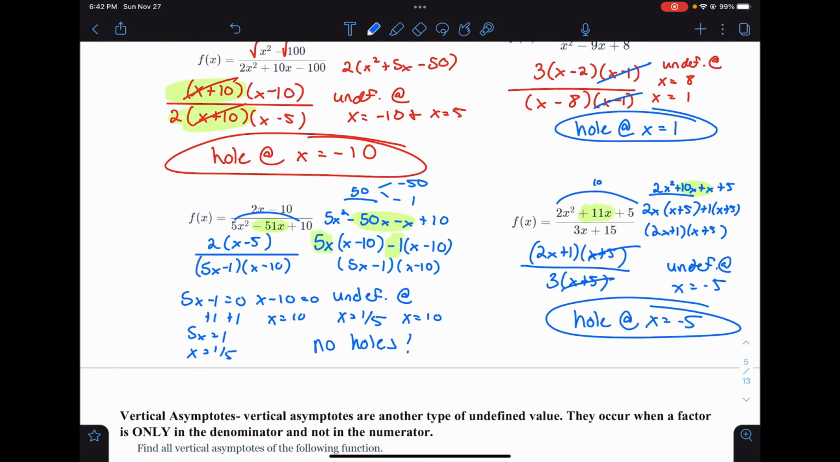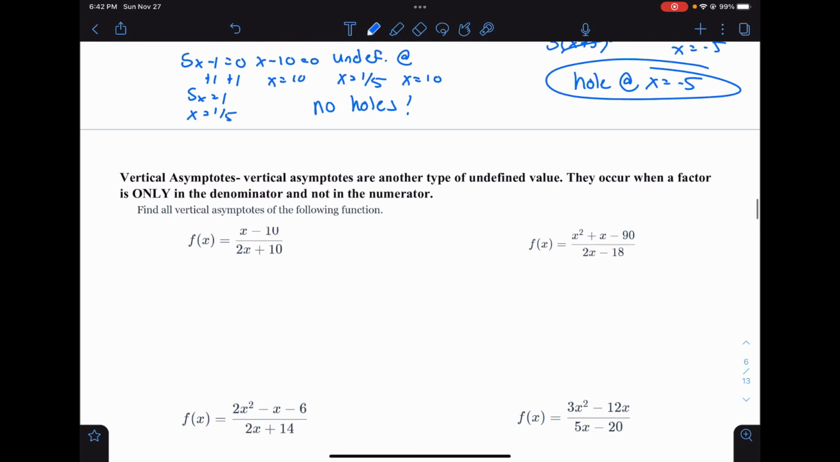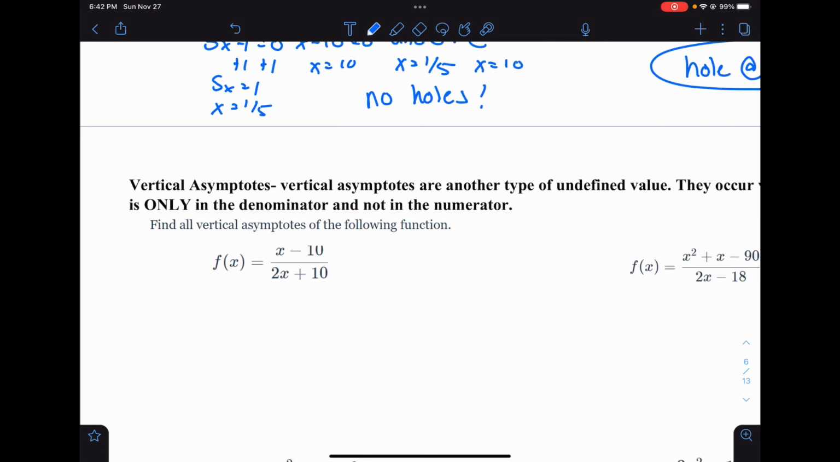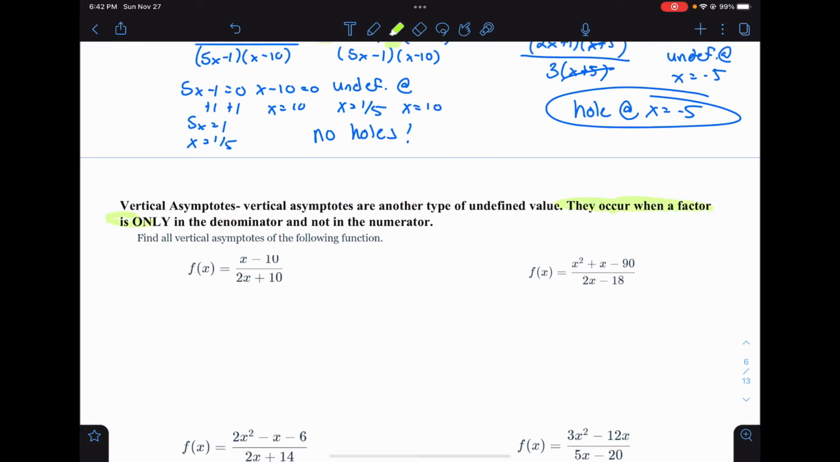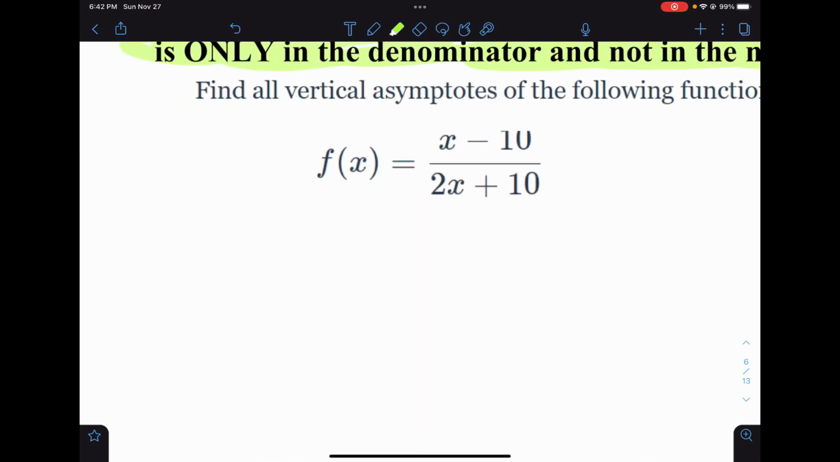Okay, so now there is another kind of undefined value. If it cancels out in the numerator and the denominator, it's a hole. If it is only in the denominator, meaning it's only in the bottom, that's going to be an asymptote, okay? So they occur when a factor is only in the denominator and not in the numerator, okay? So, again, we still need to factor the numerator to make sure that it doesn't cancel, because if it cancels, it's not going to be an asymptote, it's going to be a hole.